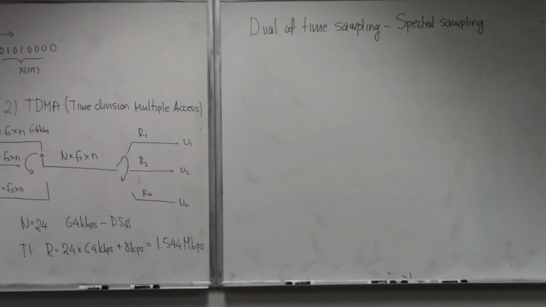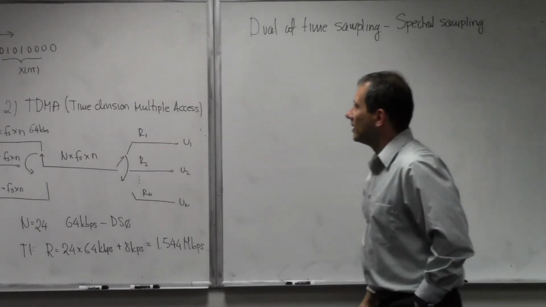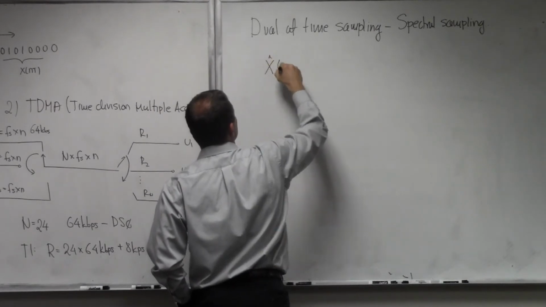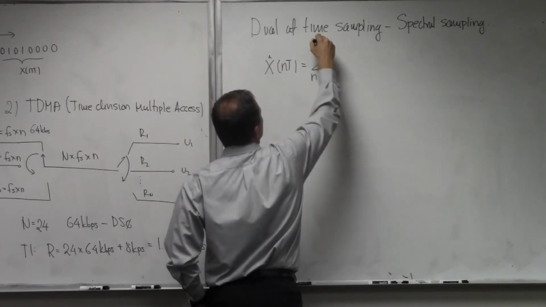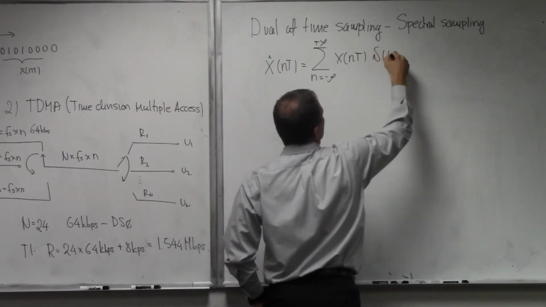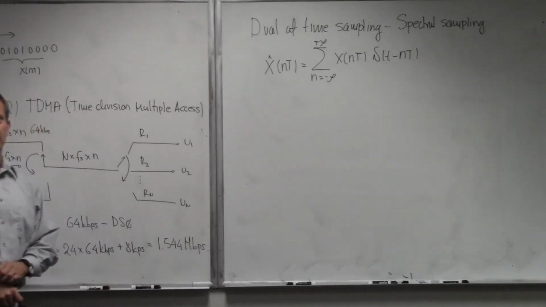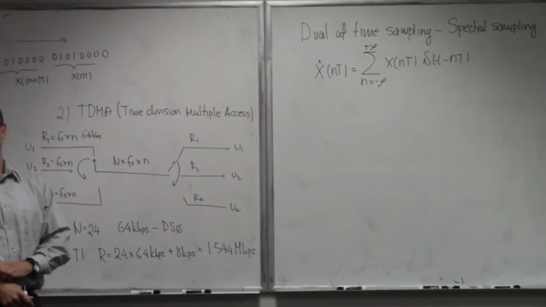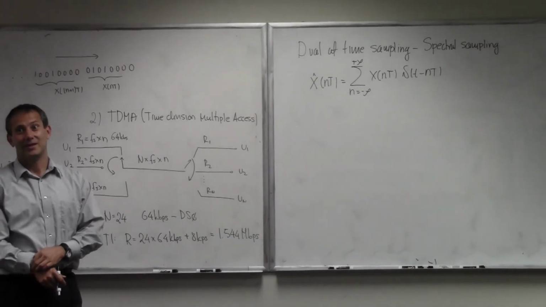What was problematic? I hope I have trained you by now. But what was problematic with this equation here? When I say x hat of nT is equal to the sum, when n goes from minus infinity to plus infinity, of x of nT delta of t minus nT. There are two things that are problematic. Which are the ones? First one, we can't do an impulse. First one is delta, right? That's a good one. What is the second one? Infinity, right?